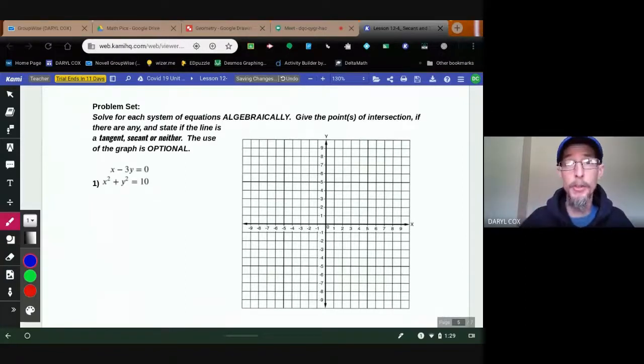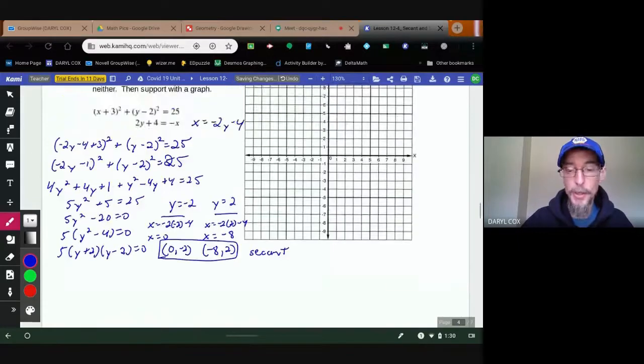What you're going to do is look at the problem, and there's going to be 2 questions for every problem. First of all, what are the coordinates of the intersections? If there are no intersections, type none. If there's 2 intersections, put them both. If there's only 1 intersection, only put one of them. Then tell me, is it a tangent line, secant line, or neither? So that's your homework for the night.